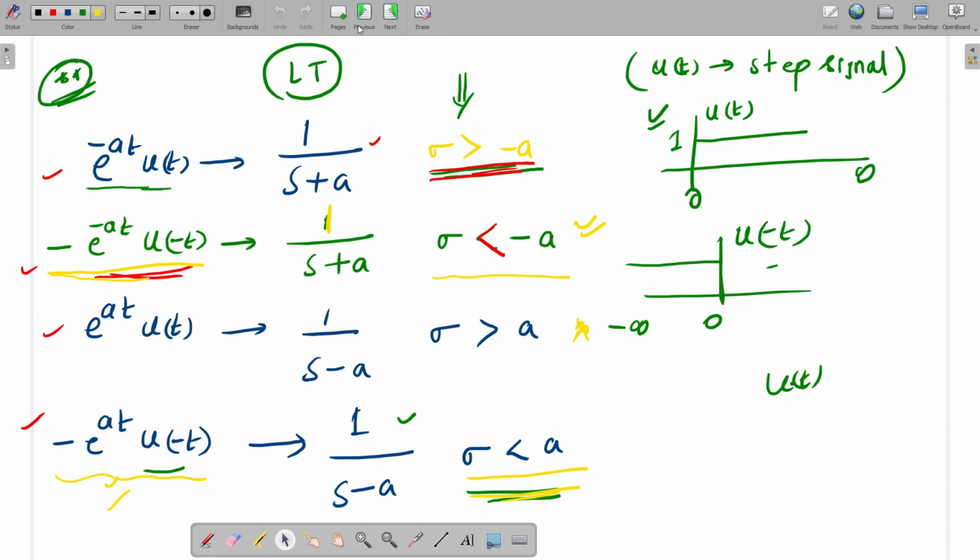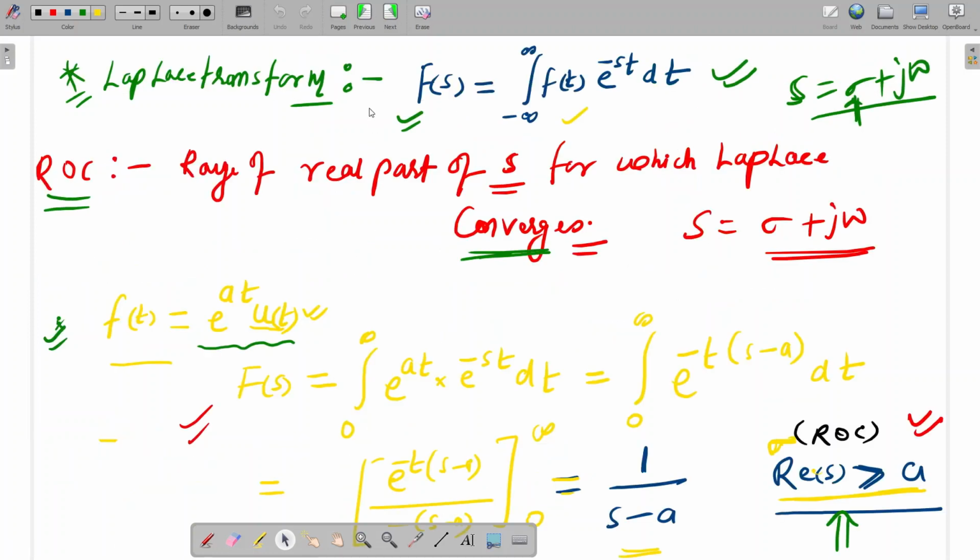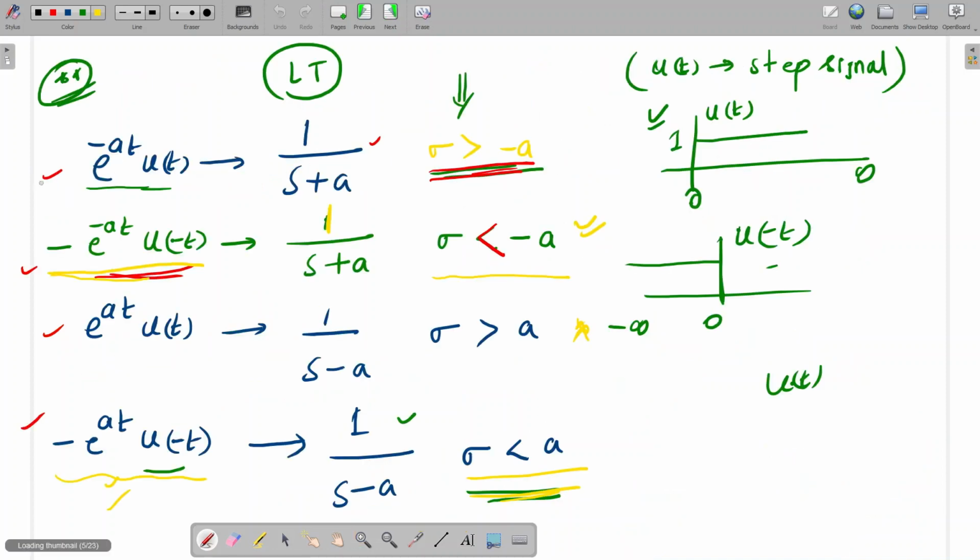Is it clear to all? So this much we have to memorize. The first is the basic Laplace transform rule, and this one I have derived. Accordingly, all of you can derive these four. If you have any doubt about this derivation and the ROC for the fourth case, where the ROC is different, you can ask me in the next class. These four are standard formulas which you have to memorize.